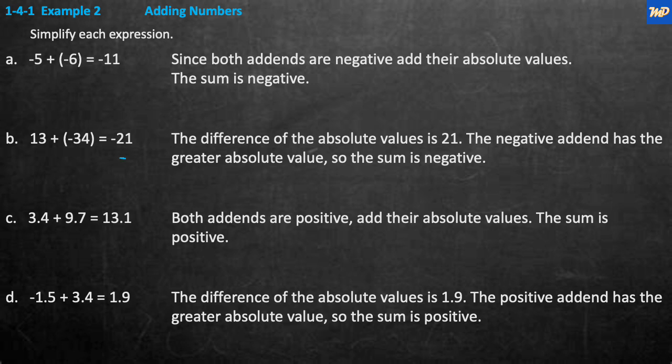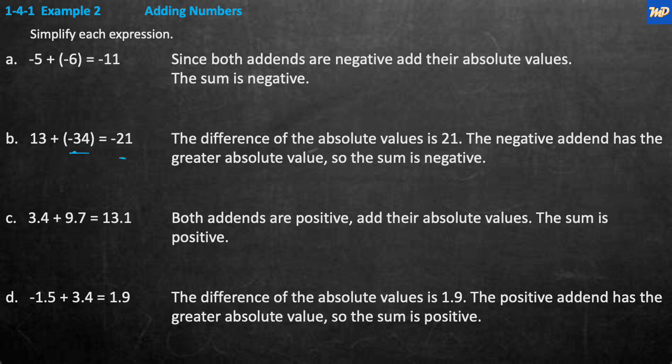Now, what's the sign? Negative or positive? Well, you look at the sign of the larger addend, or the addend with the greater absolute value. So the difference of the absolute values is 21. The negative addend has the greater absolute value, so the sum is negative.